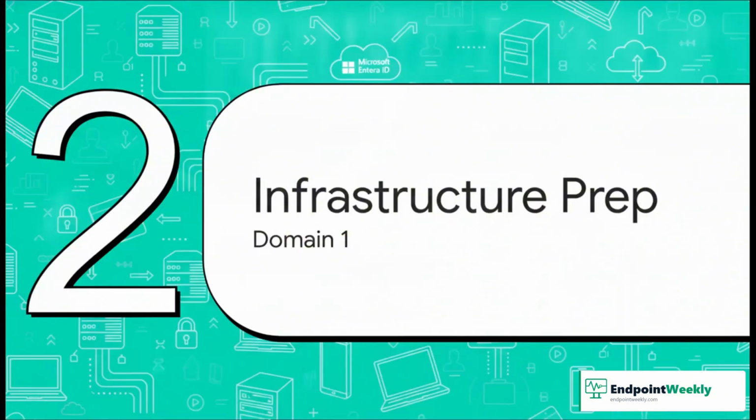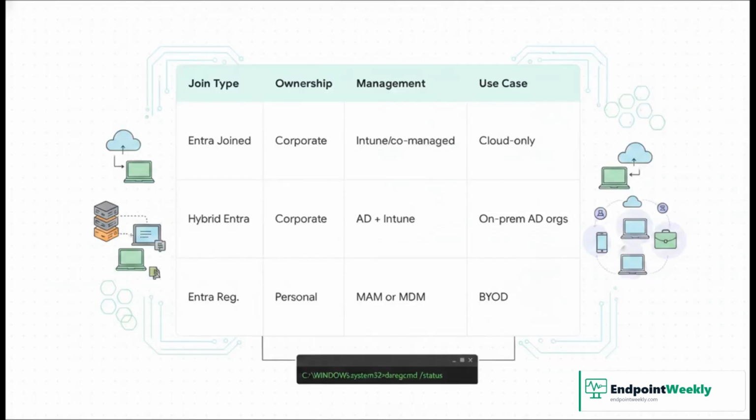Not too bad, right? Moving on to Section 2, Domain 1, Infrastructure Preparation. So this domain is all about how devices actually enter your management estate and securely connect to Microsoft Entra ID. Let's categorize the 3 Entra ID join relationships that you absolutely must memorize. First, Entra joined. This is for your cloud-only, corporate-owned Windows 11 devices. Then we have hybrid Entra joined. This is for those legacy environments that are still relying heavily on on-premise Active Directory and group policy. And finally, Entra registered. That's your classic bring your own device, or BYOD, scenario.